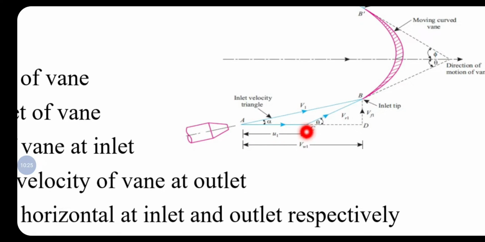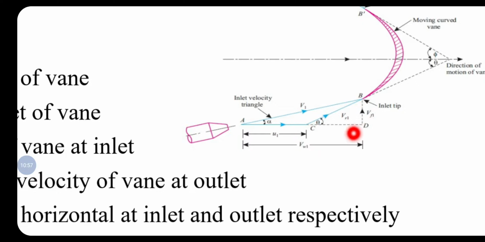Then by the law of a triangle, this BC is going to be the exact velocity with which the jet is striking the plate. That is the relative velocity of the jet with respect to the plate. So this is the VR1. Then for the velocity of whirl, we have just extended the line AC up to the point below the point B, that is the inlet tip, and we have named it D.